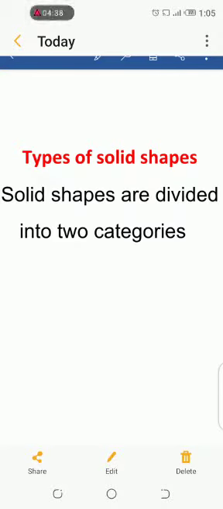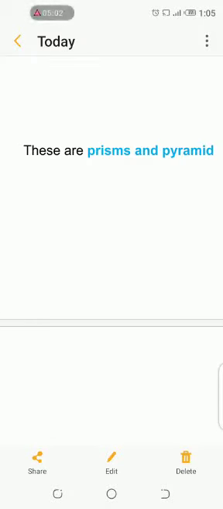From the examples of solid shapes listed above, there are two basic types of solid shapes. Solid shapes are divided into two categories. These are prisms and pyramid. If we have a good understanding of these two categories, then there is no question that comes under solid shapes that we will not be able to attempt. Prisms and pyramid are the two types of solid shape.